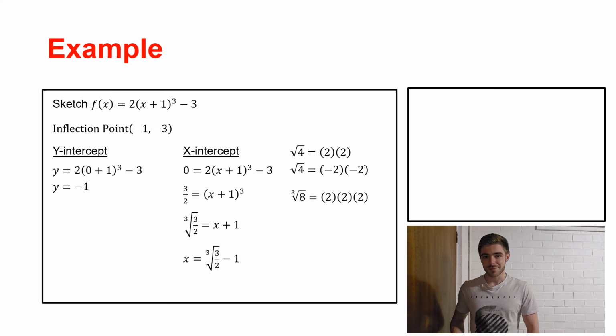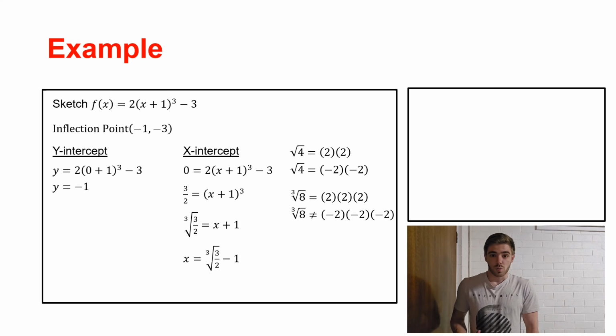If you were to try -2, you would get -2 times -2 gives you +4, and then +4 times -2 gives you -8, which is not the same thing as 8. Therefore, there's only one possibility for the cubed root of 8, and that is 2.